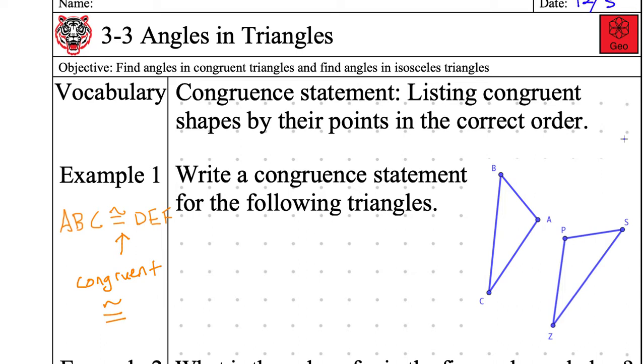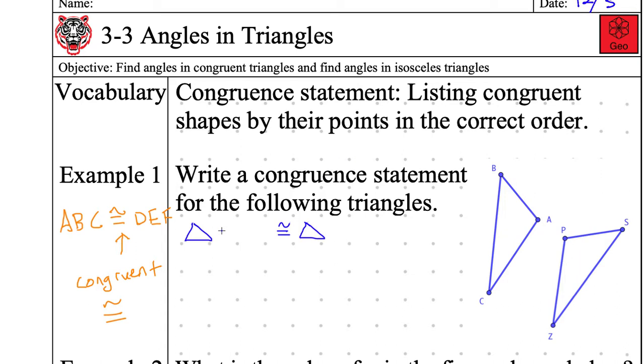So I need to make sure that I match up the correct angle with the correct angle. For example, if I match up angle B with angle Z, that doesn't work because angle B and Z are clearly not congruent angles. So you need to write it in the correct order. Does anyone want to take a shot at it? You're going to say something along the lines of triangle blah blah blah is congruent to triangle blah blah blah. You have to get the letters in the correct order. There are a lot of different ways that you can write this. There's not just one right answer. There's a bunch of right answers. Sergio, go for it.